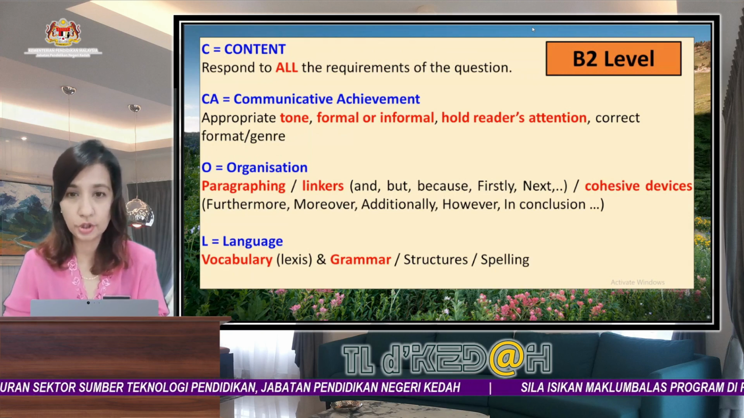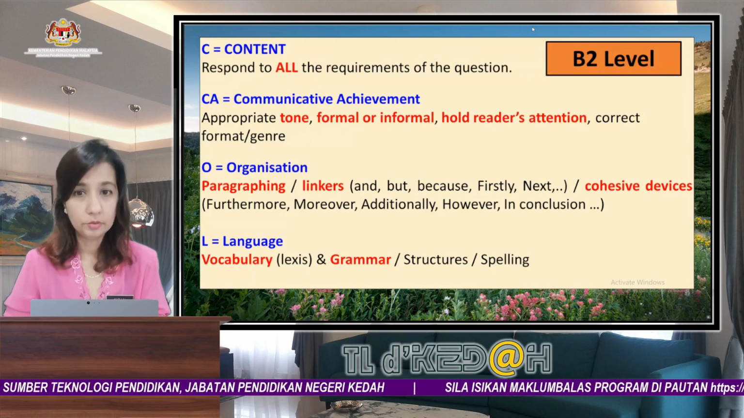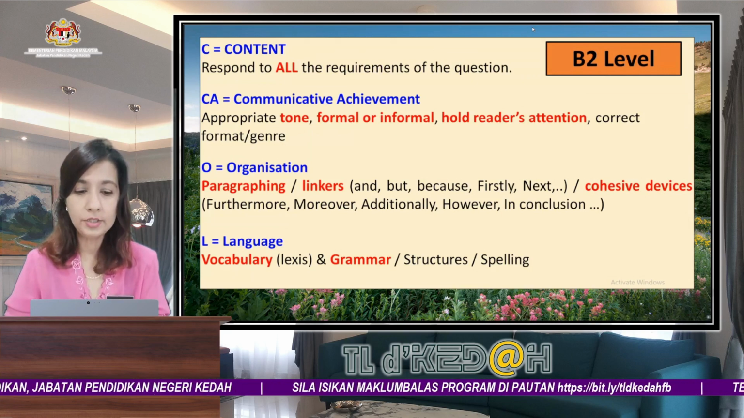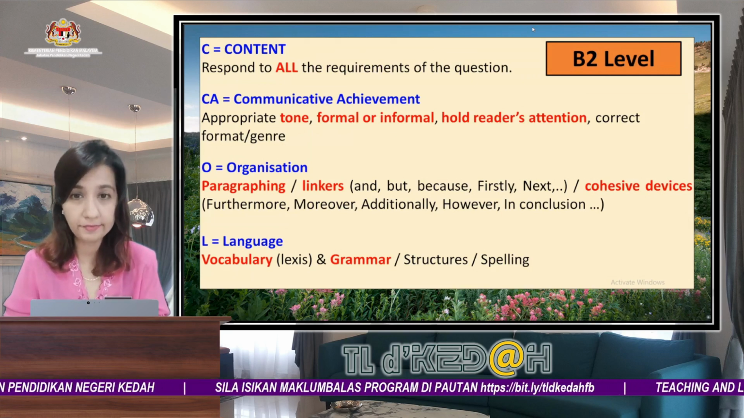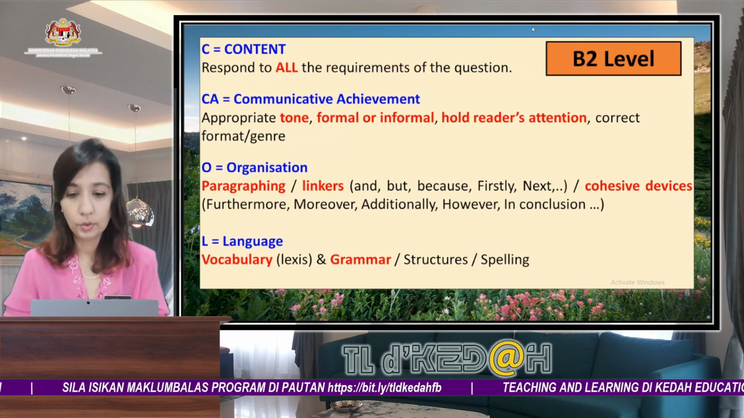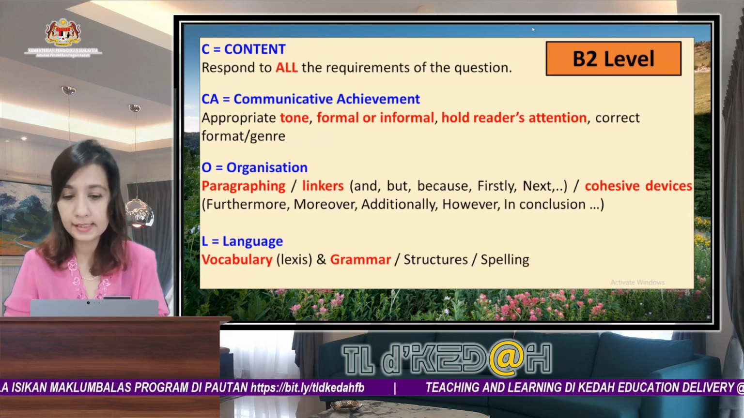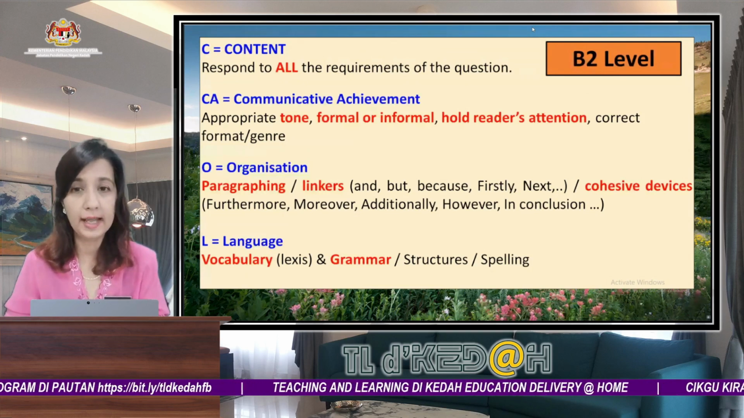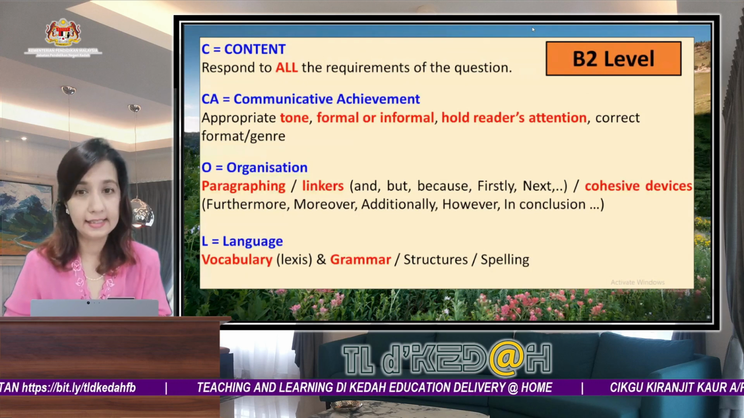Correct format, correct genre, quality of ideas, maturity. Organization includes paragraphing, linkers, such as and, but, so, because, and cohesive devices such as furthermore, moreover, additionally. You should have all these in your essays.